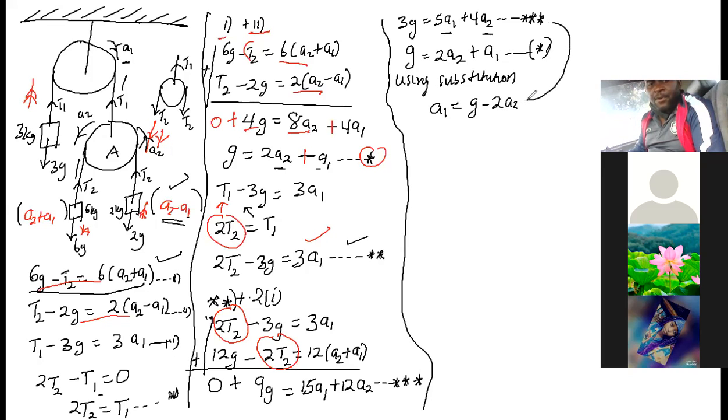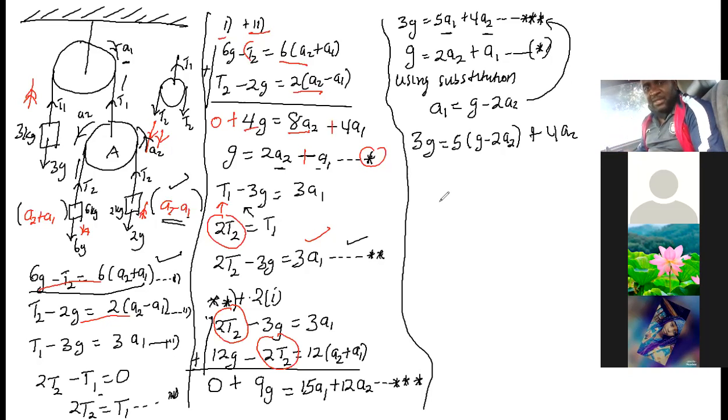Now get this A1 and drop it there. What shall we have? 3G is equal to 5 brackets G minus 2A2 plus 4A2. Wahab, are we fine? Magala, are we fine? Yes. Wahab, are you okay? The rest also, please, if you have a concern, raise it. This is mechanics. Sometimes it's not easy going, so you have to do a lot of consultation, a lot of asking, in case there's something you're missing out.